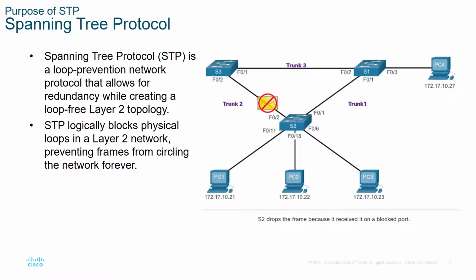So the Spanning Tree Protocol. So Spanning Tree Protocol, or STP, is a loop prevention network protocol that allows for redundancy while creating a loop-free layer 2 topology. So you want redundancy within your network. It's really important that you can have multiple pathways through your data network, so that if one of your devices breaks or if a link goes down, then you still have a backup option. You still have other pathways that can be relied upon to keep the data moving.